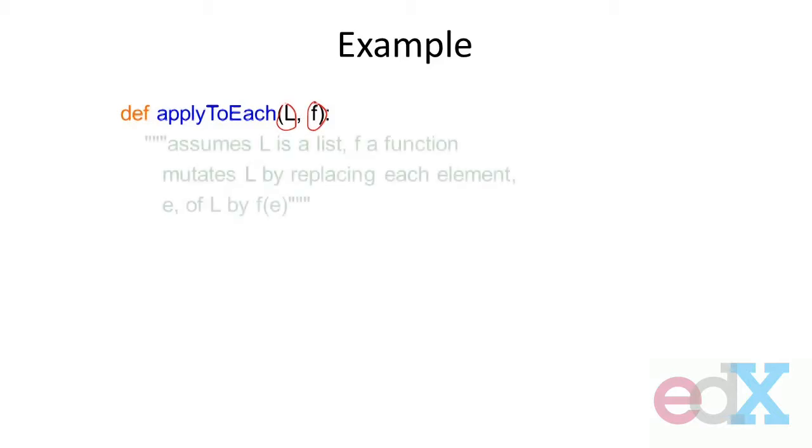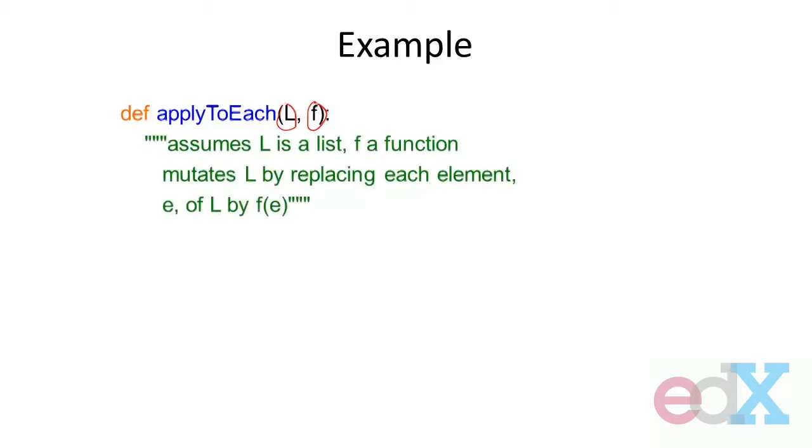Let's see if we can make a little bit more sense out of this by looking at an example. I'm going to write a little procedure here called apply to each. It takes two arguments, a list L and a parameter whose name I'm going to call F. And I'm going to assume that L is a list and that F is a function. And what I want apply to each to do is to walk through the list, mutating each element in turn by replacing it by what happens when we call the function F on that element. Okay? So the code doesn't look too bad.